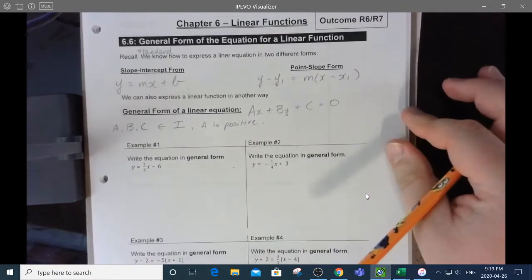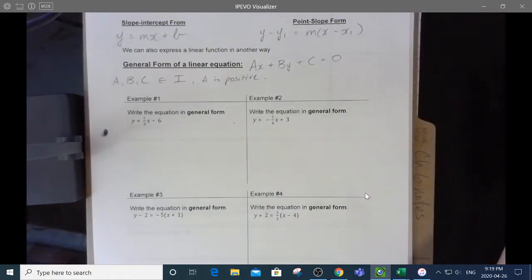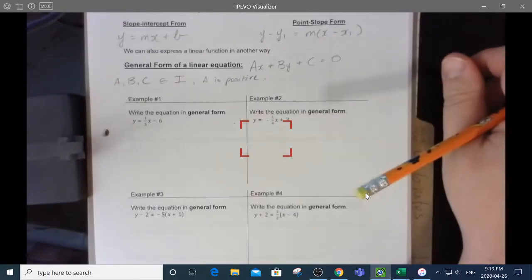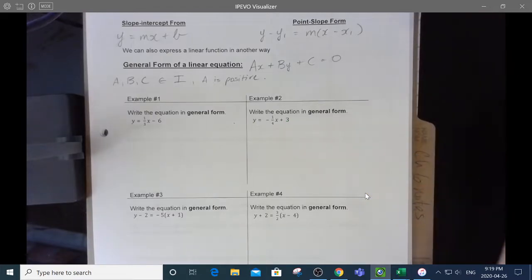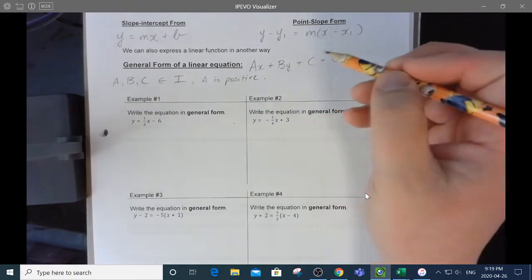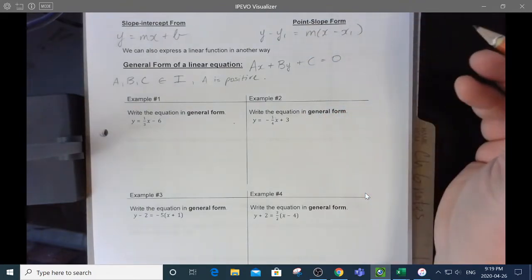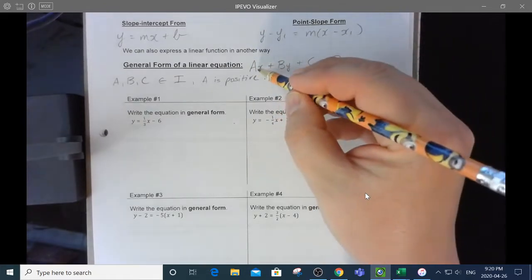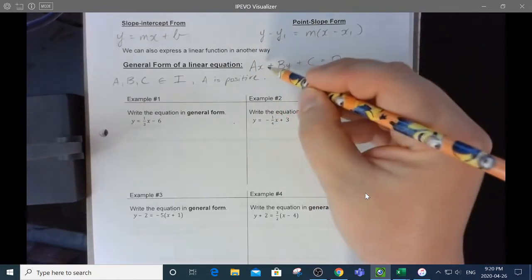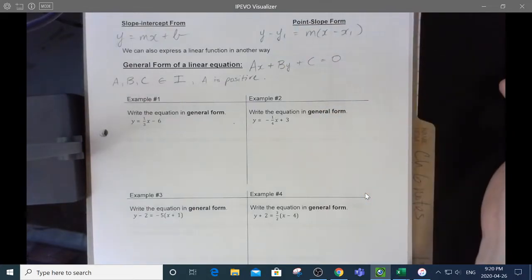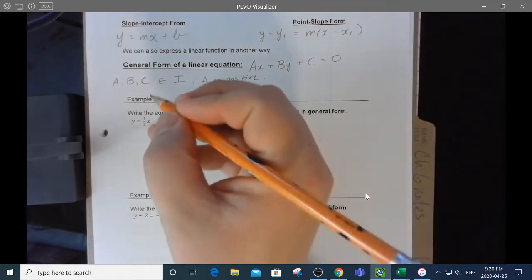So let's start by doing some examples here. Write this in the general form. Sometimes I call this the everybody out of the pool method, because everything here, the x term, the y term, and the constant, all have to end up on one side of the equation and nothing is on the other side of the equation. So I'm going to do that.